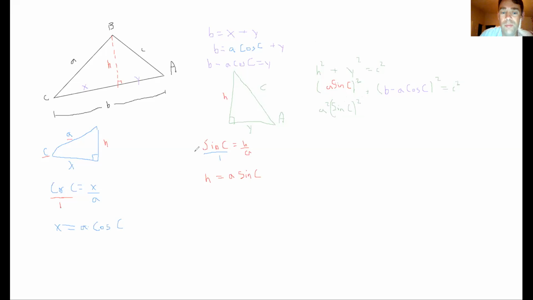So that came from right here as well. And then if we multiply this one out here, we get b squared minus 2ab cosine of c. And then I have a plus a squared cosine of c squared.